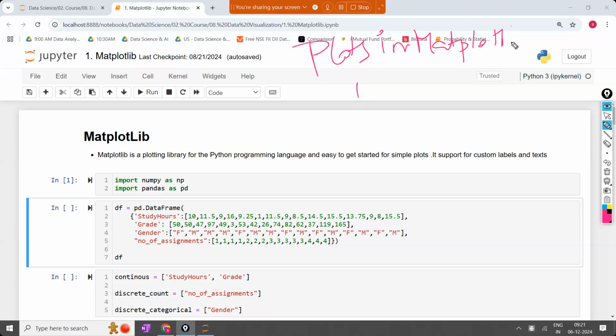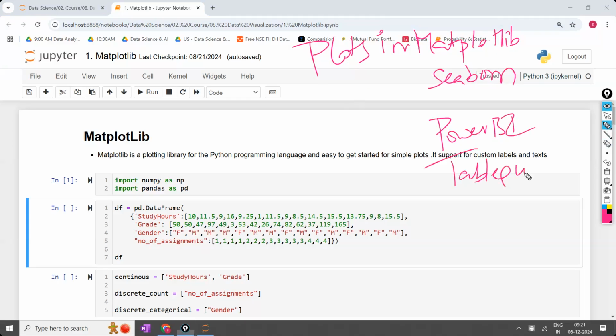Okay, today we are going to start with Matplotlib, followed by Seaborn. These two are covered in Python. And along with Matplotlib and Seaborn, I'm going to cover Power BI and Tableau. So total 4. Out of 4, 2 of them are from Python itself, Power BI and Tableau.